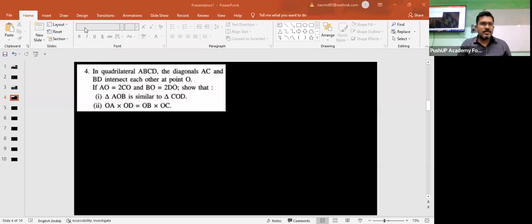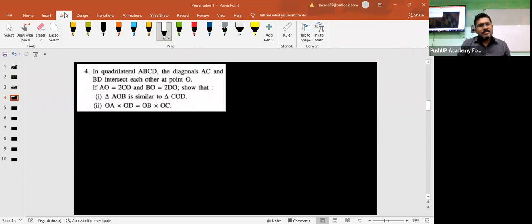In the initial stages, you will get all these prove-that sums. If it is number-based sums, it's so interesting to solve. Otherwise, it becomes quite boring for both the teachers as well as the students.